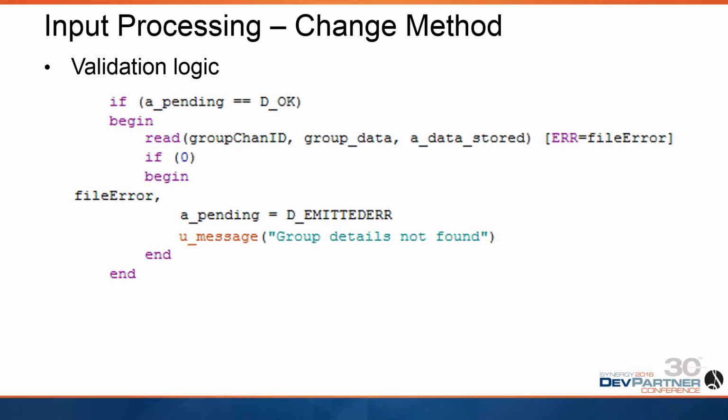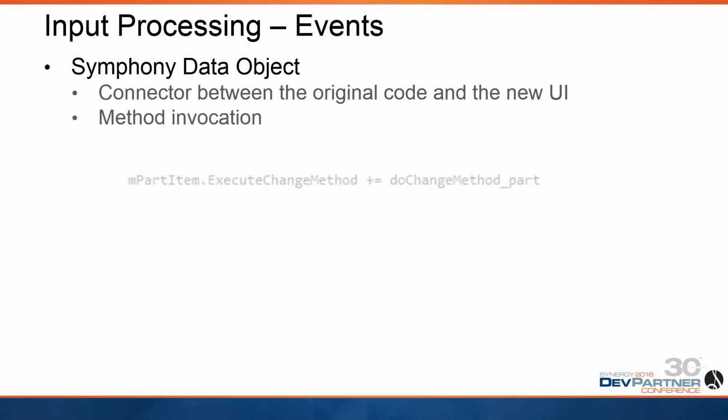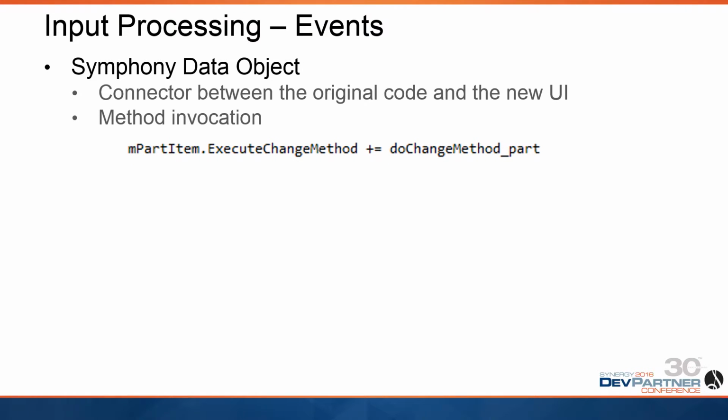So you're going to read a record. If it exists, you're just going to carry on and do nothing. Life is good. If it doesn't exist, you're going to stop them in their tracks and say, ooh, details not found. As I say, a bit harsh. The data object has an execute change method event on it, which again you can bind to in your boilerplate code.